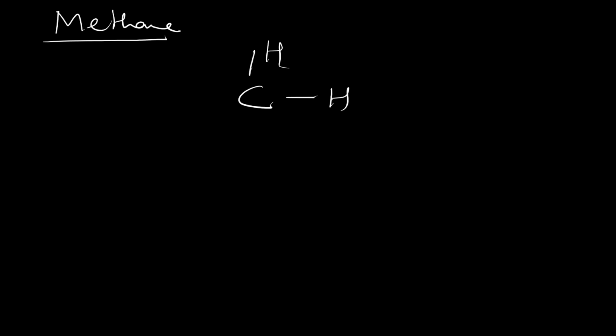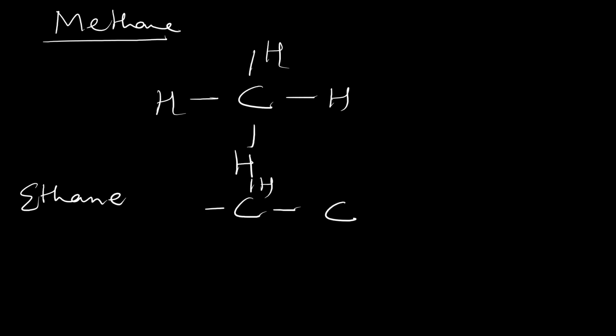And if I want to show the bond, I can show here methane. So methane has one carbon atom surrounded by four hydrogen atoms, which has all four single bonds. That's why it is an example of saturated hydrocarbon. If we have ethane, ethane means two carbon atoms, so two carbon atoms containing a carbon-carbon single bond. So that's also an example of saturated hydrocarbons.